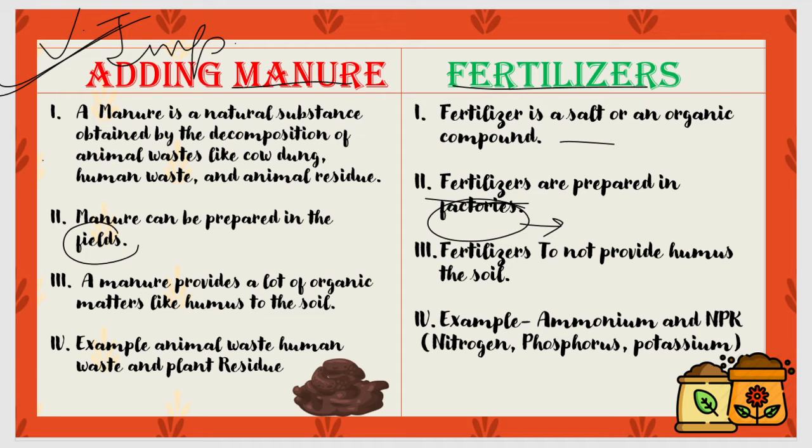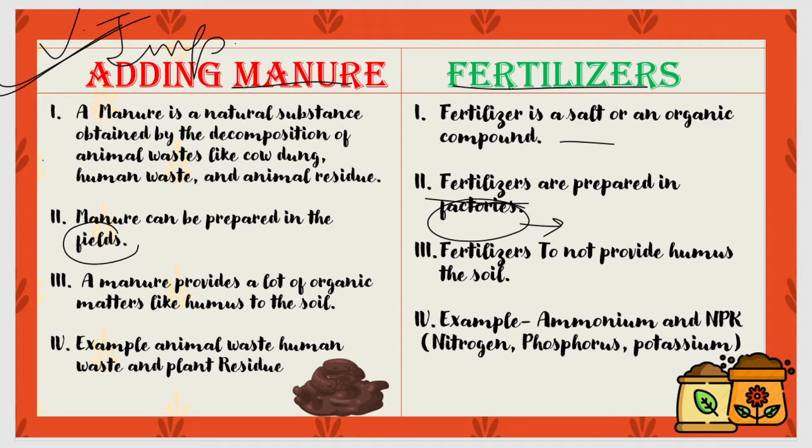Thus, manure provides a lot of organic matter like humus to the soil, and this humus improves the physical and chemical properties of the soil, as humus can hold a lot of water and air in the soil. In fact, humus makes up the general deficiency of nutrients in the soil.